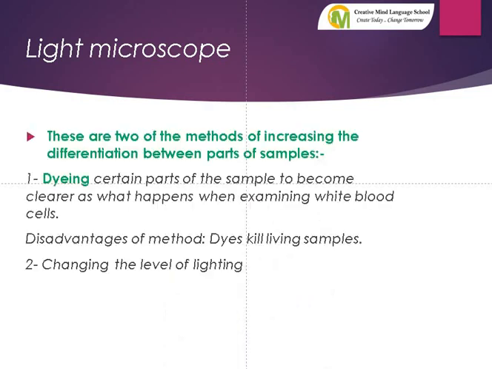Okay? Next one, we have two methods of increasing the differentiation between parts of samples, which is dyeing certain parts of the sample to become clearer, as happens when examining white blood cells. Disadvantages of the method: dyes kill living samples, changing the level of lighting.